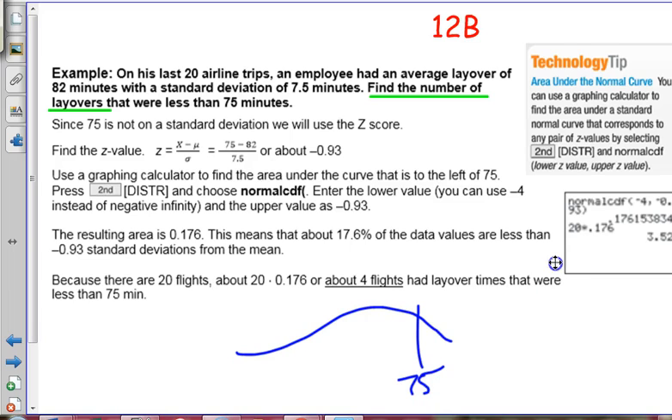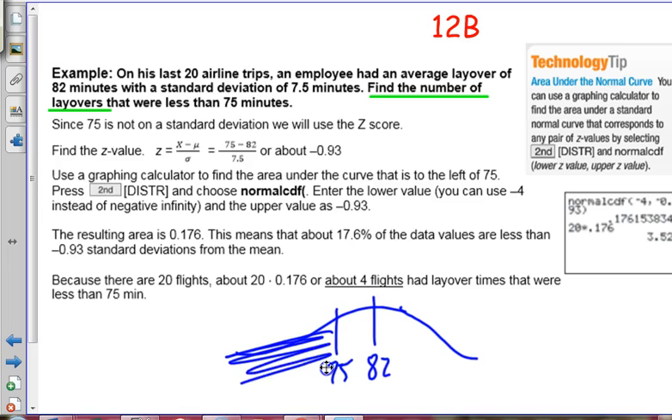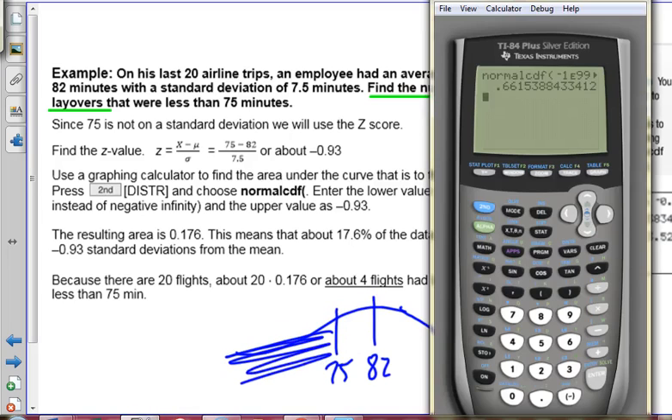Oh, wait a minute. I didn't draw that in the right place, right? Because it said the mean was what? If I'm sketching this, it says the mean is 82. So 75 is down here somewhere, and I want all this. All right, but we're going to use the calculator, and we're going to go to normal CDF.